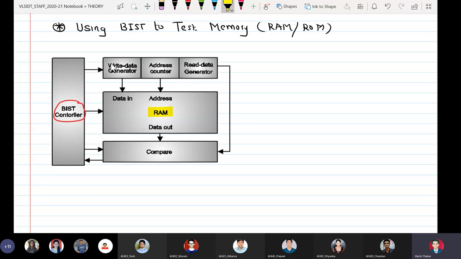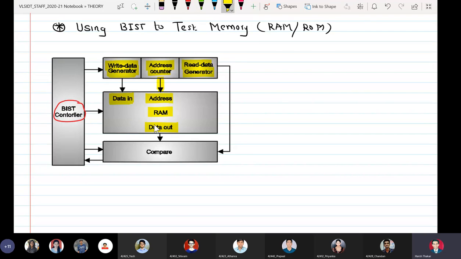We have a write data generator here, which will generate the words. The output of the write data generator is given to the data in of the RAM, and we have an address counter here which is responsible for incrementing the address. So the address is incremented, new data is written, again the address is incremented, and the new data is written in the new location. We also have the read data generator here. Okay, so we have the address input, data in input, and we have data out.